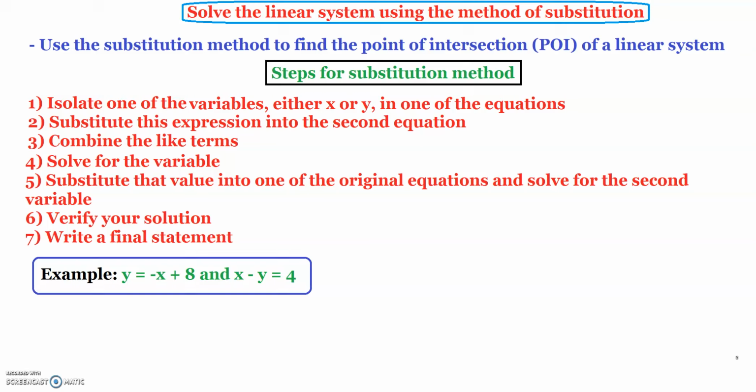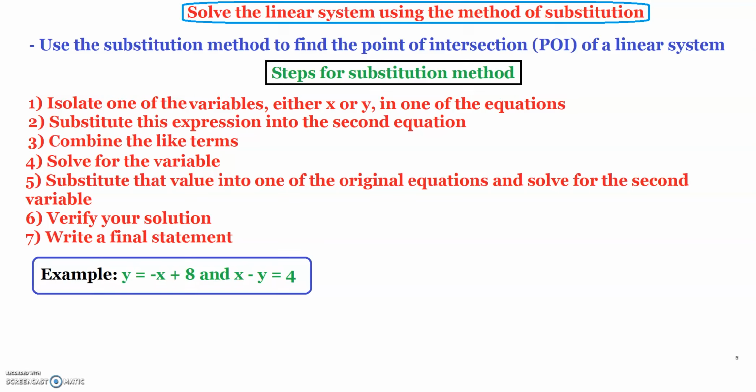Solve the linear system using the method of substitution. By the end of this video, you will be able to find the point of intersection, which we call POI, of a linear system by using the substitution method. So I have here 7 steps.